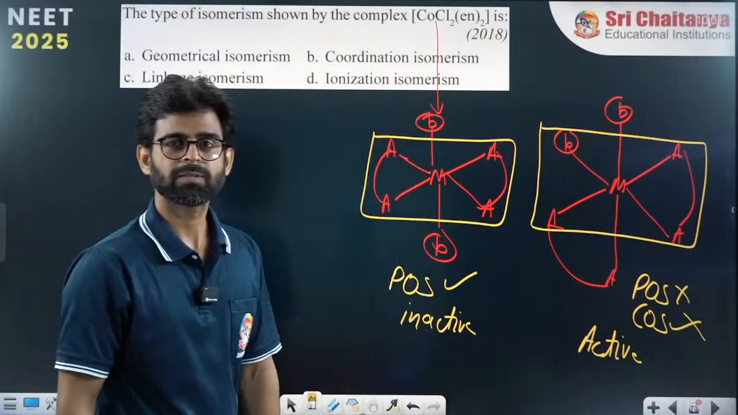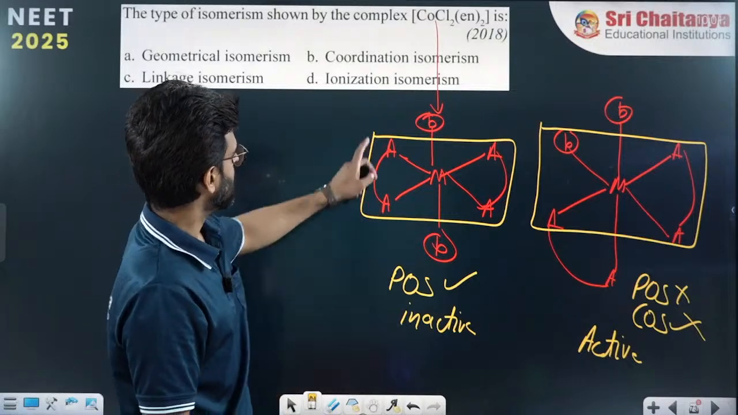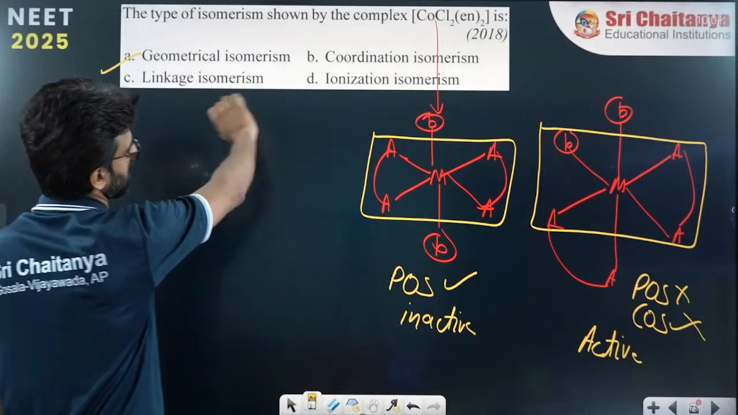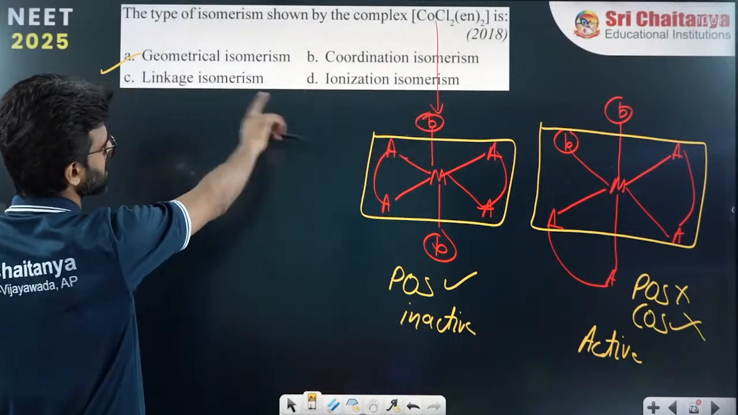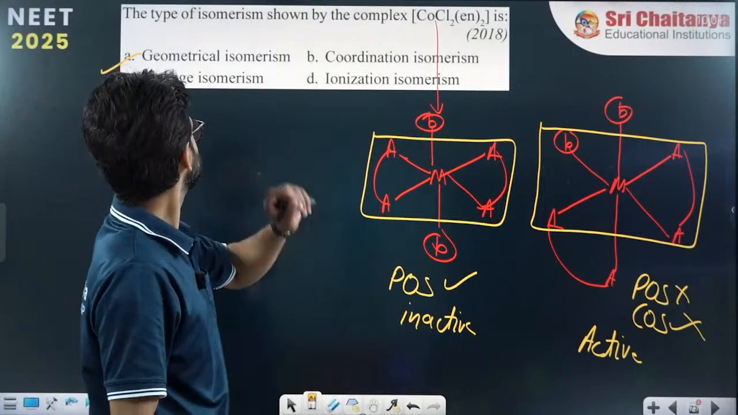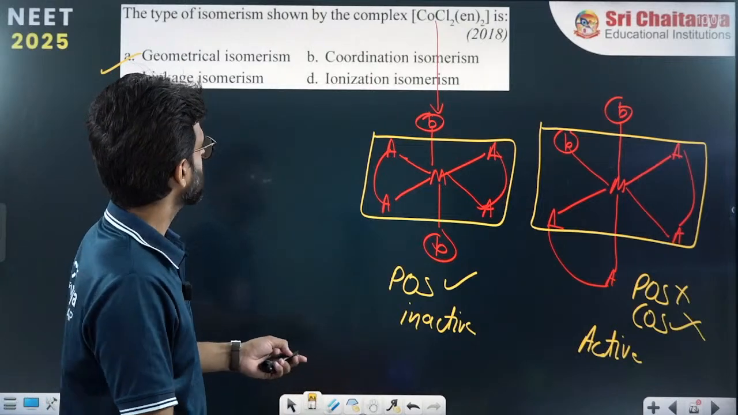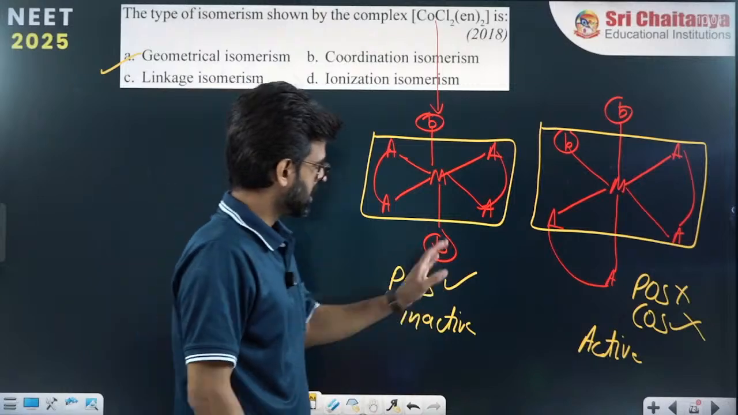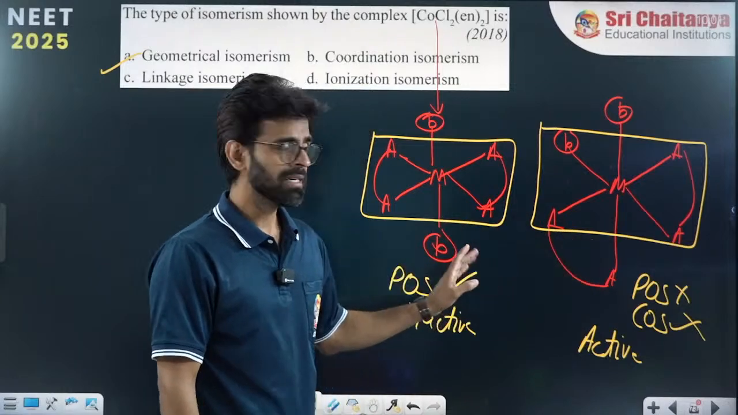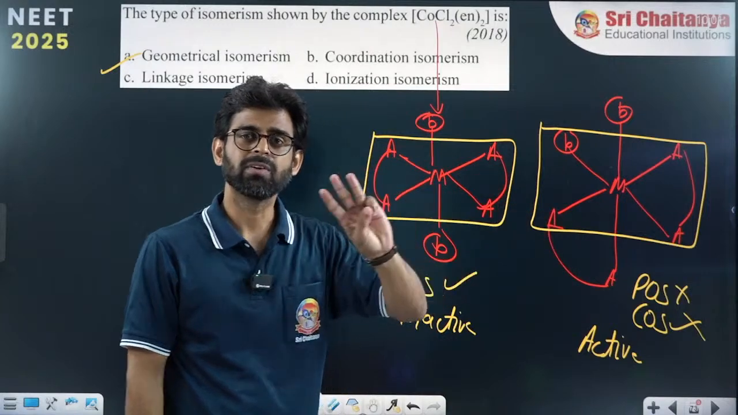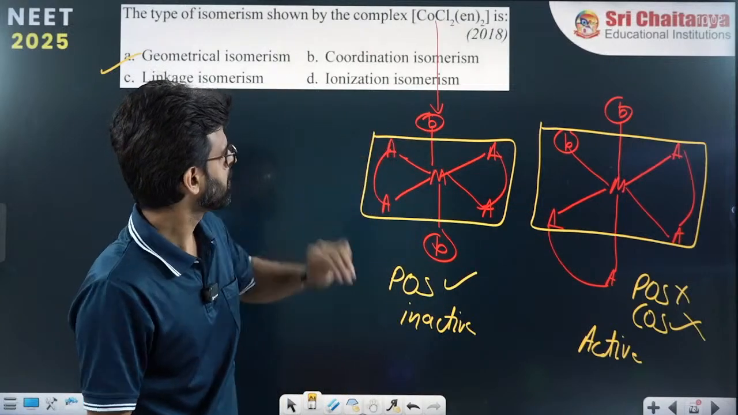Clear? Clear, bache? So they are asking which isomerism you can show. Geometrical, right? Coordination, linkage, ionization. Which one? Geometrical, out of these options. And total, if I say how many? Structure 2. Okay, this one is active, so dextro and levo. Total how many? 3 will come, right? For this formula.